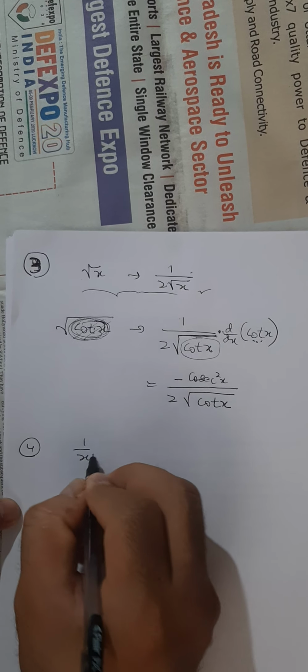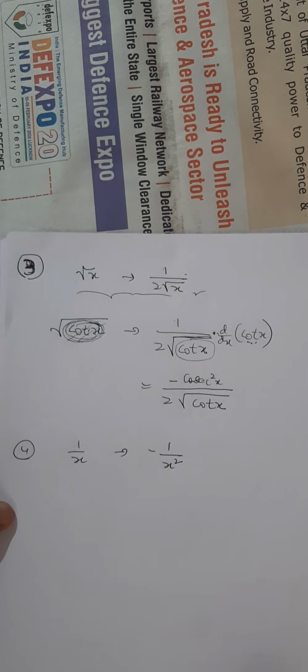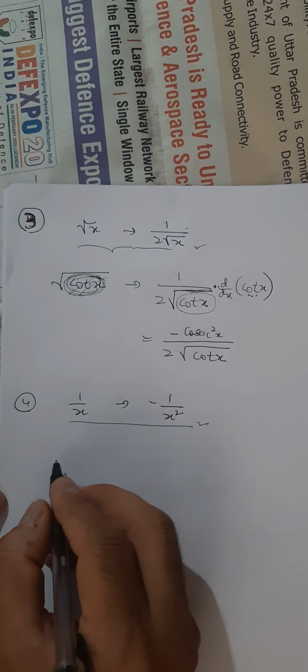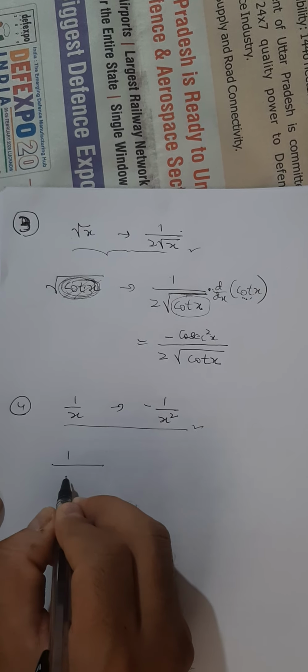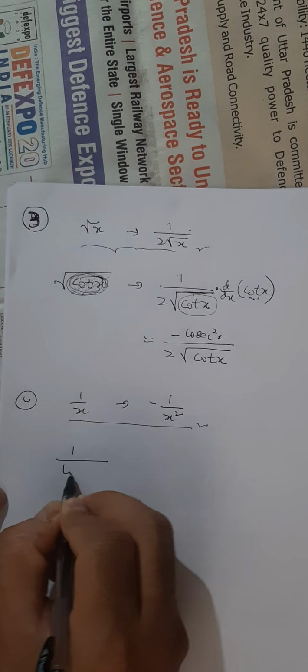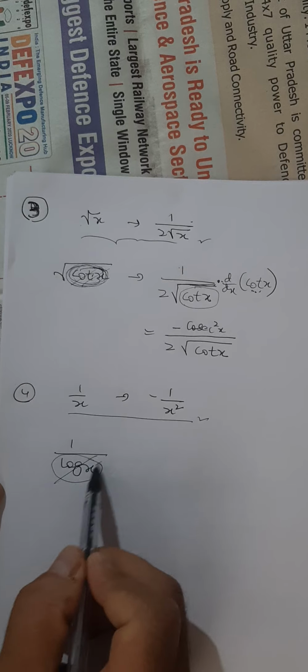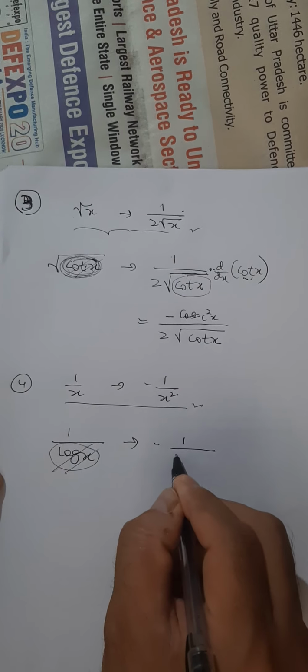You have the derivative of 1 upon x. What's that? Minus 1 by x square. This is a very standard function. Suppose now I want to differentiate 1 upon, let me write, log x. So we imagine this like x. What is the derivative of 1 upon x? Minus 1 upon x square.